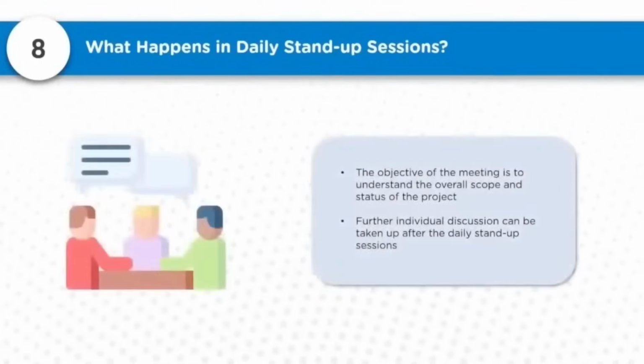So the objective of this daily stand-up meeting is to understand the overall scope and status of the project. Further, individual discussion can be taken up after the daily stand-up sessions. As I mentioned earlier, if you find something is not accomplished as per the plan, how do we ensure that it is corrected? And why is it happening? Is any support required by the team to focus on that? Something like that can be checked.